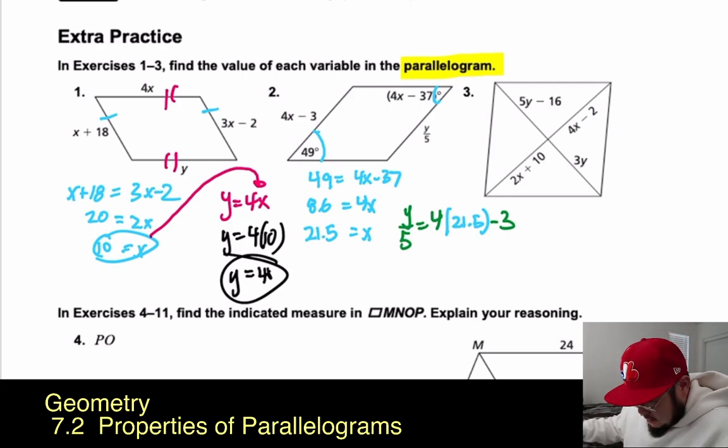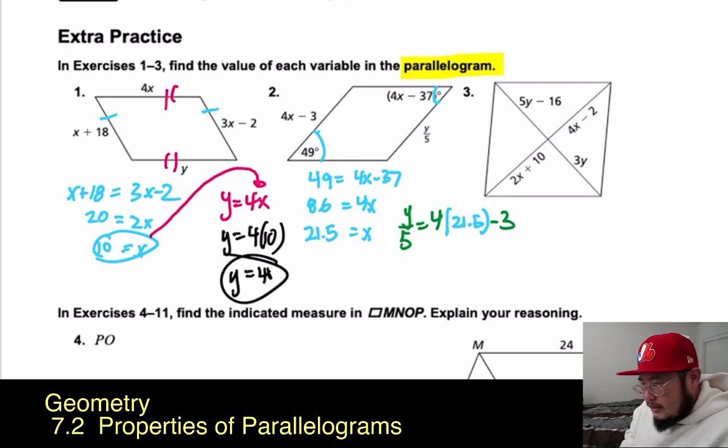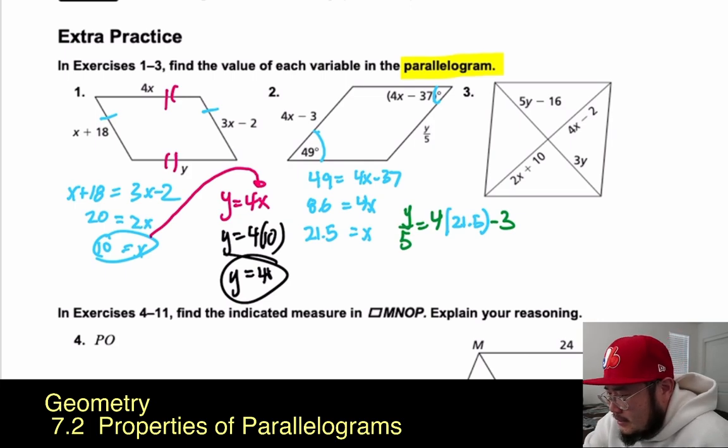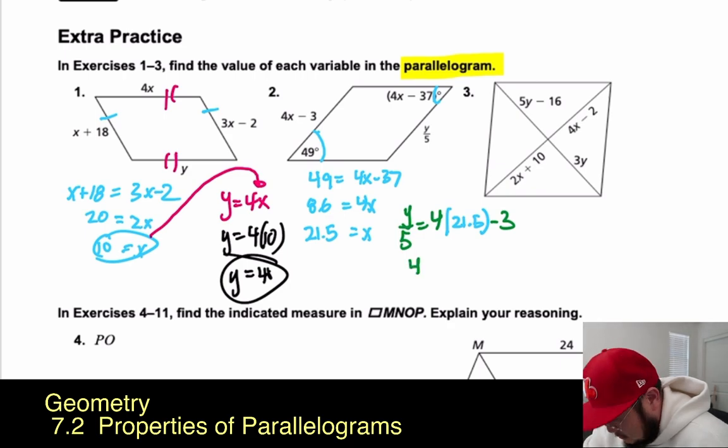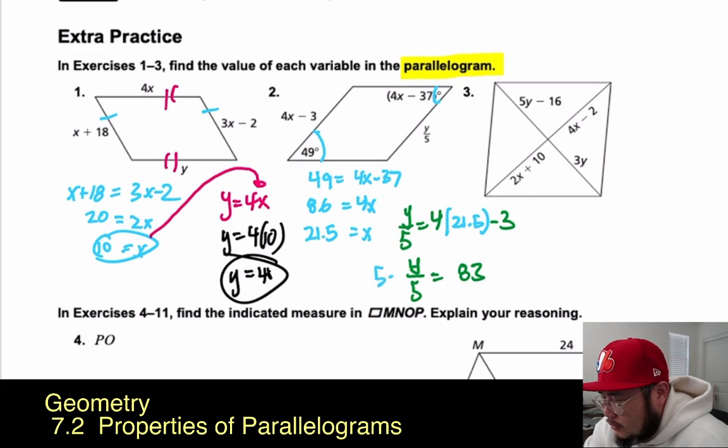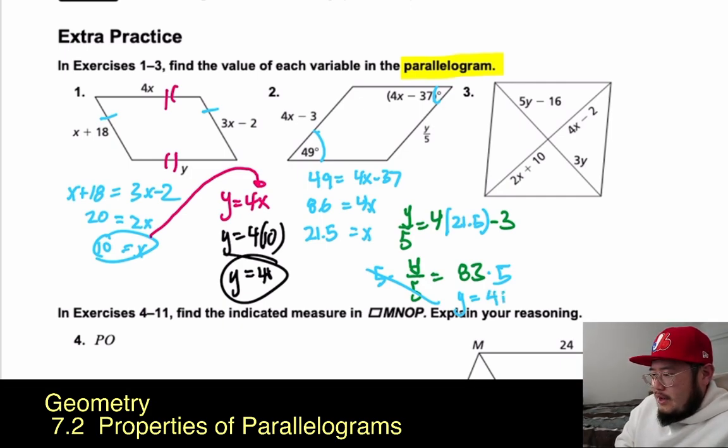It looks like right here, if I take, let's see, we got 21.5 times 4, that's 86. So if I have right here y over 5, 86 minus 3, that'll get me 83 right here. And then for our last step, we'll multiply both sides by 5 so that we can get y by itself. And so y is equal to 415. All right, so we now have x and y.